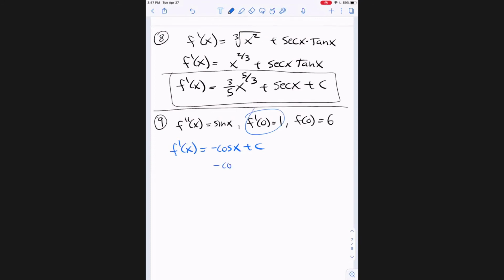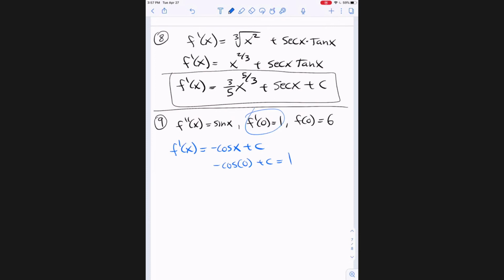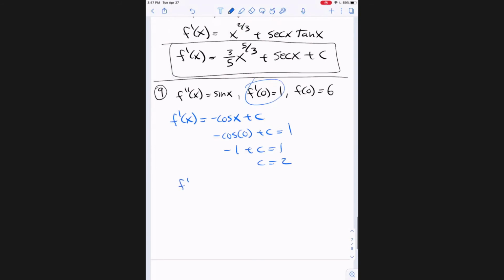So plug in 0. You get 1. Cosine of 0 is 1, so negative 1 plus c equals 1. Add 1 to both sides, so c equals 2. So f prime of x is equal to negative cosine of x plus 2.